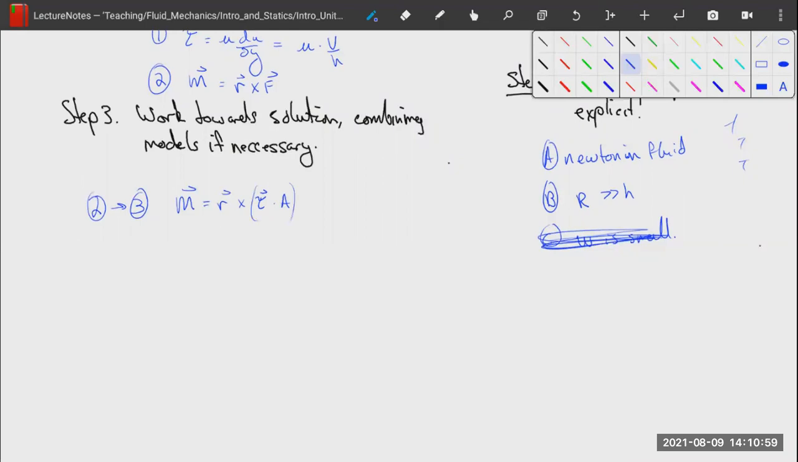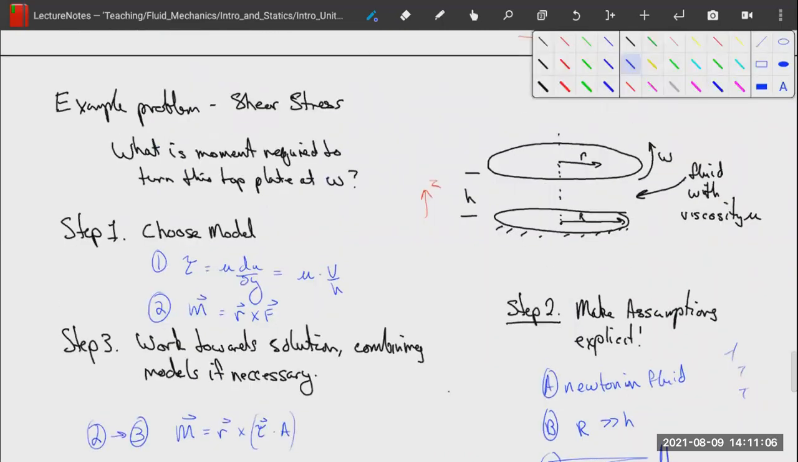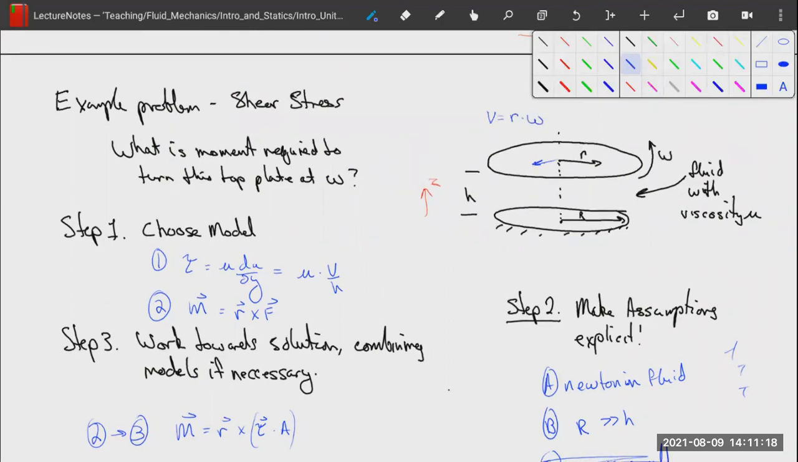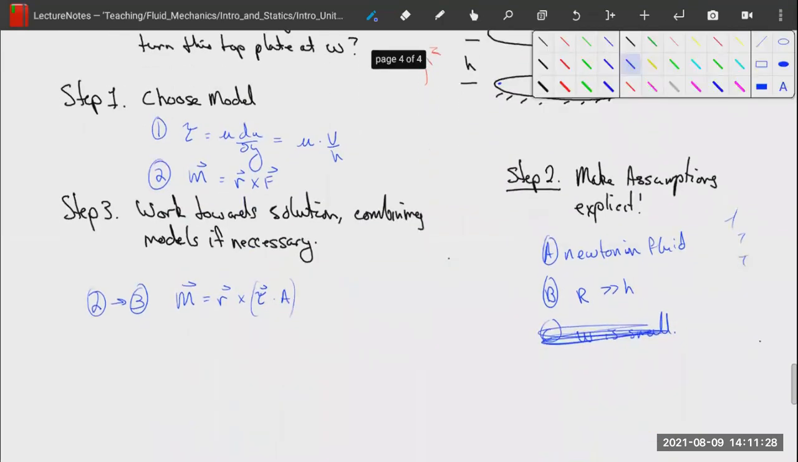Now, we're going to have to do an integral because our velocity is actually changing as a function of our R, right? As we increase our R, our velocity is equal to R times omega. So as our R increases, our velocity increases, which means our shear stress is not constant on our plates. It starts at 0 in the middle and gets a maximum on the outside. So we're going to have to integrate, right?